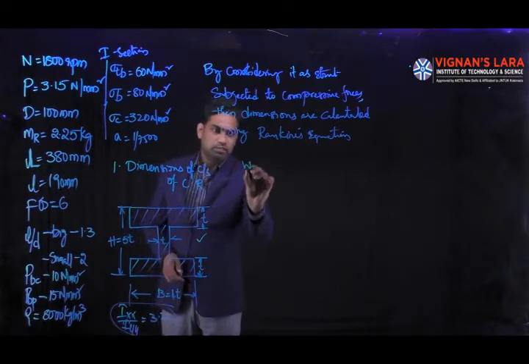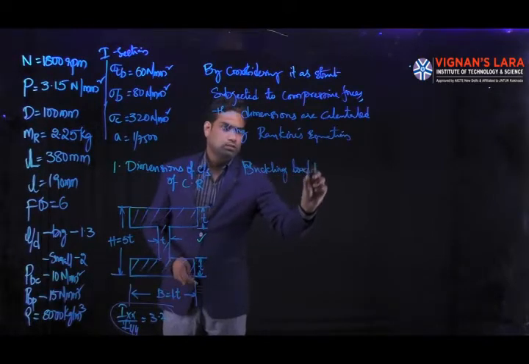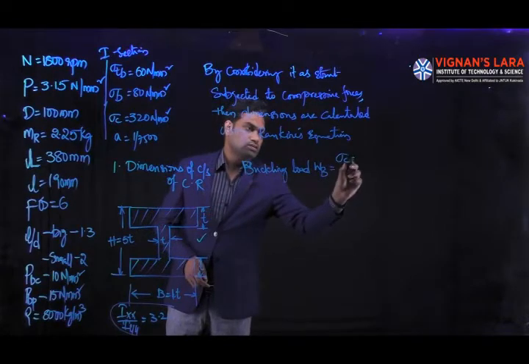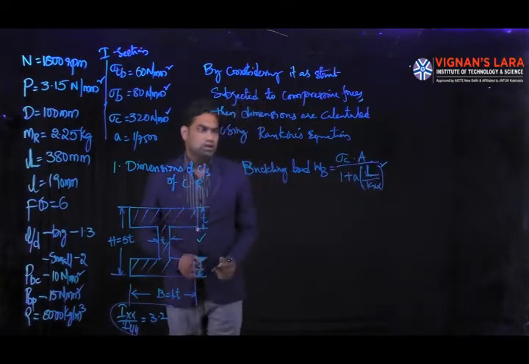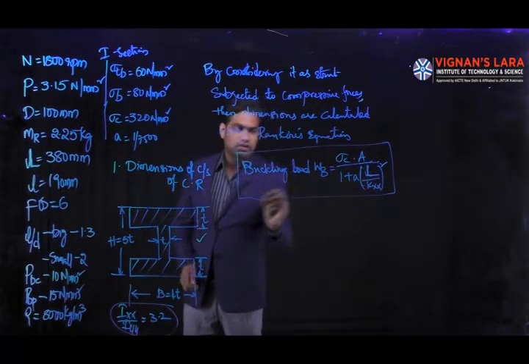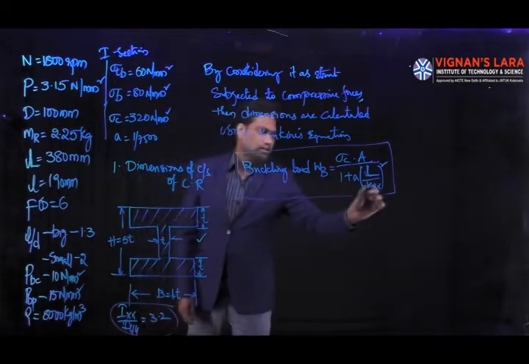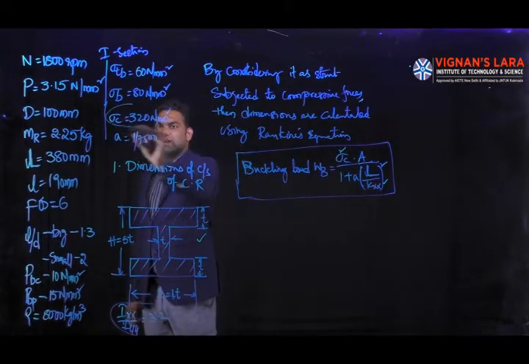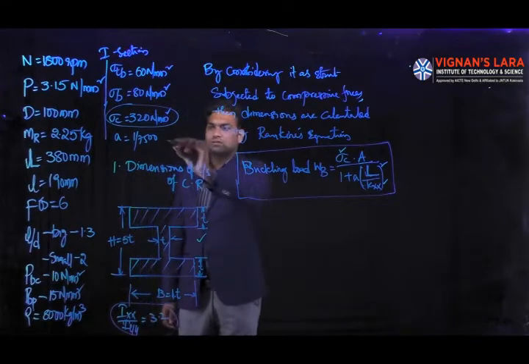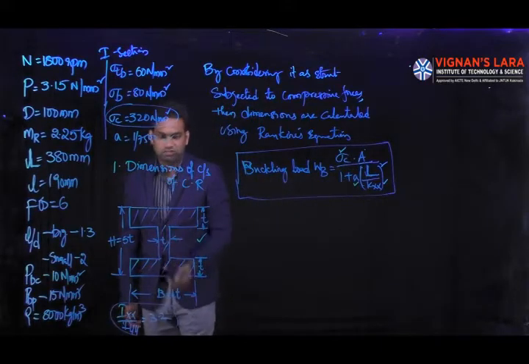So Rankine's formula is given by the buckling load WB equal to sigma c into capital A by 1 plus small a into L by k whole square. So this is the Rankine equation. We need to calculate the dimensions using it, and the buckling is going to consider about Ixx, so we take the radius of gyration about the x axis. Here sigma c is given in the data, so it is a numerator constant. The denominator constant small a is also given, that is 1 by 7500. And capital A is the cross section area for the proportions we are considering here.